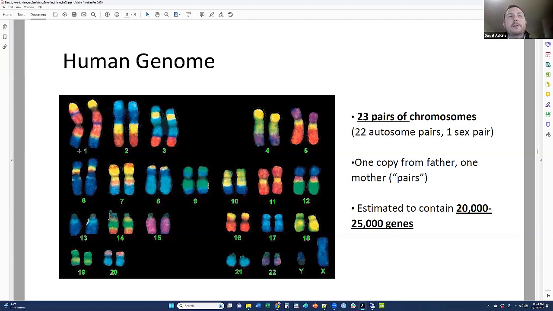So for example, with chromosome 1, one of these will come from the mother, and one will come from the father. And that's true for all 23 pairs of chromosomes. You inherit one from each of your parents. These chromosomes are estimated to contain between 20 and 25,000 genes, which actually is a much lower number than geneticists thought prior to the sequencing of the human genome. Because we're such complex organisms and there's so much variation across humans, it was thought that there were probably more genes, but it turns out it's just about 20 to 25,000.